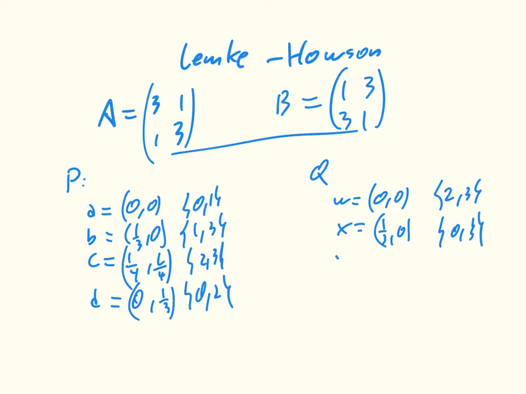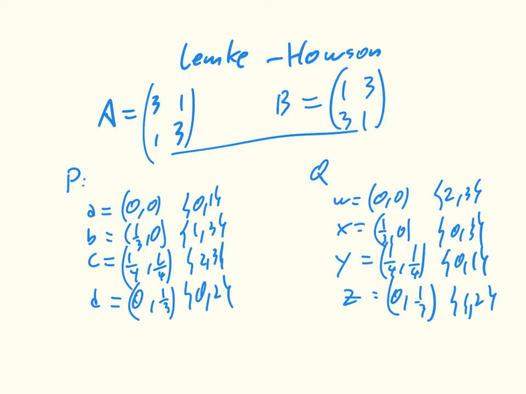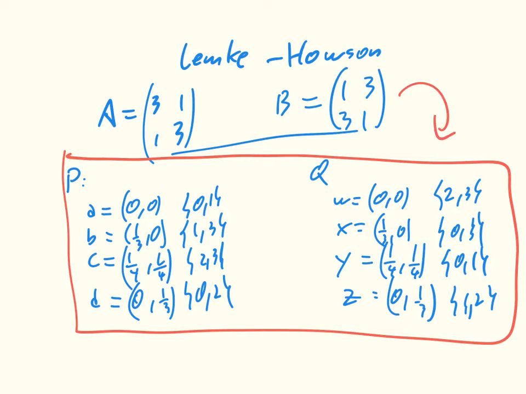X is a third, 0, then Y is a quarter, a quarter, and Z equals 0, a half. Now again, this isn't just immediate from this. You need to do a little bit of work, but I'm skipping that for now, and I'm just going to use these polytopes. But if it's unclear how this turns up, then go see that from a previous section of the course. So once we have that, we can draw our polytopes.